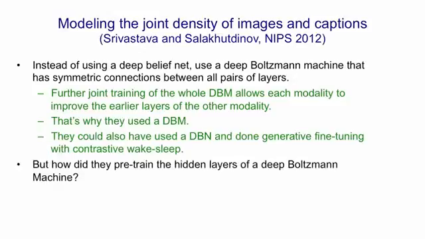This leaves the question of how they pre-trained the hidden layers of a deep Boltzmann machine. Because what we've seen so far in the course is that if you train a stack of restricted Boltzmann machines and you combine them together into a single composite model, what you get is a deep belief net, not a deep Boltzmann machine.